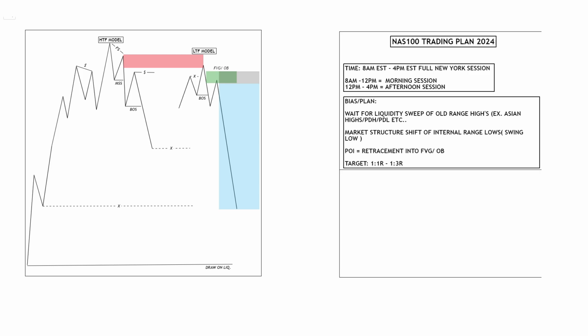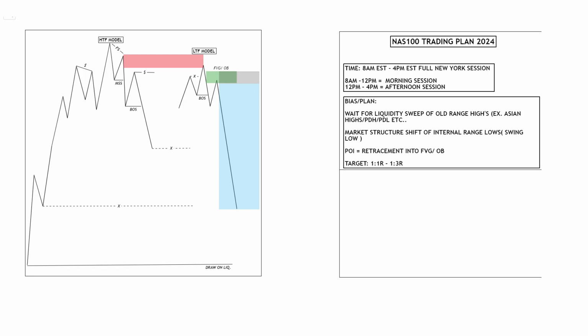The second step to identify this trading plan is our bias and our plan. So we'll wait for price to give a liquidity sweep of an old range high. Examples are Asian highs, previous day highs, or previous day lows, and so on. So that's the number one thing that we wait for: a liquidity sweep of an old range high.